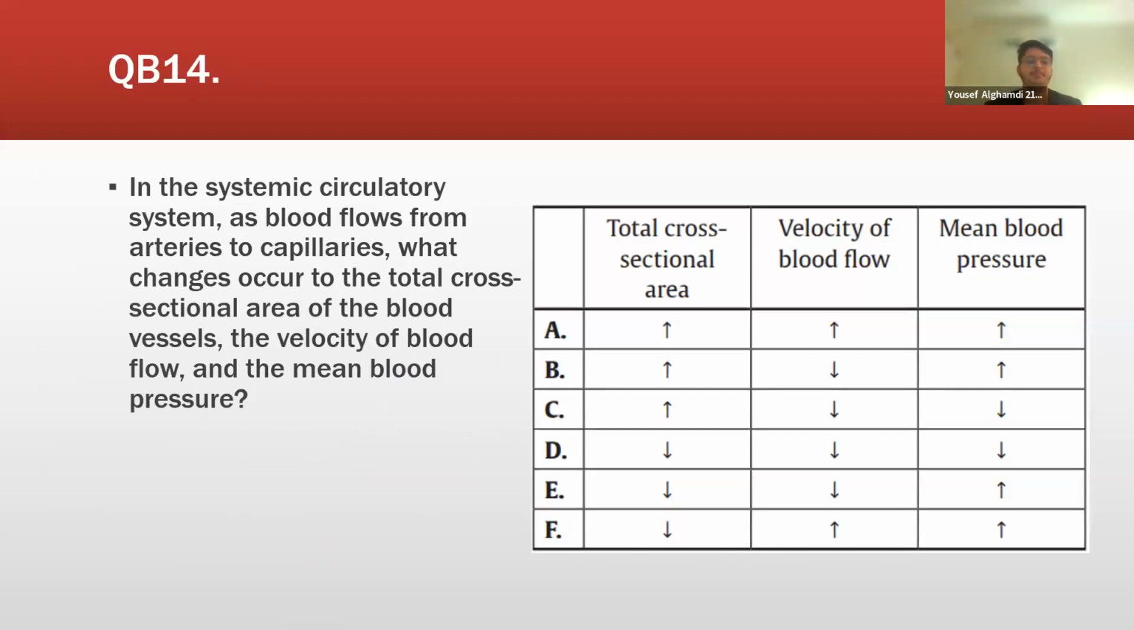Okay, more tables. Most of the exam is going to be a lot of tables like this. They love tables at CVP. So in the systemic circulatory system, as blood flows from arteries to capillaries, what changes occur to the total cross-sectional area of the blood vessels, the velocity of the blood flow, and mean blood pressure?